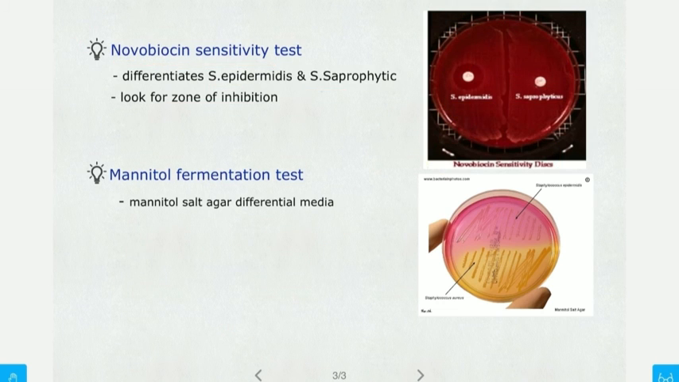The last test I'd like you to know is the mannitol fermentation test. Now, in here we use a differential media, and what this means is that this media helps us differentiate between two different species of bacteria.